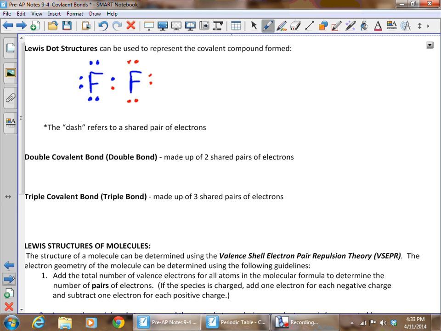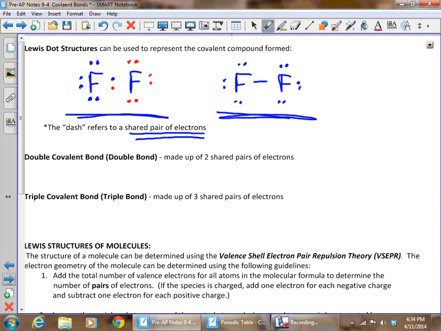And we can rewrite that as kind of a modified structure. Different textbooks do it different ways, but I like the bonding pair of electrons, that shared pair of electrons, to be a dash in between those elements. So that's the way we're going to do it. Just remember, both of these structures are correct, and depending on the textbook you're going to find them in, it could be either one.